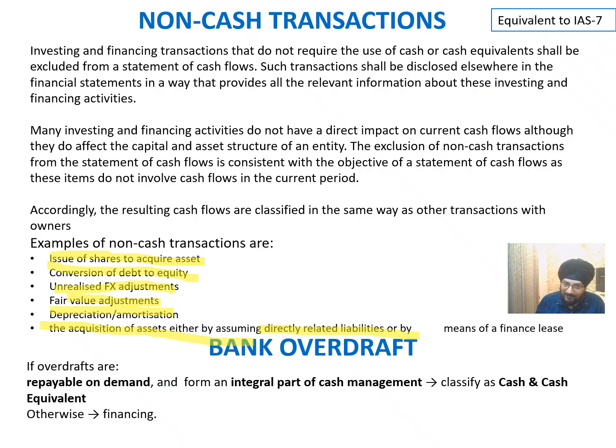So if we have a look at the bank overdraft, I think we already covered this as a part of cash and cash equivalent. So wherever the bank overdraft forms an integral part of the cash management, then it has to be classified as cash and cash equivalent. And if it is not an integral part, then it has to be classified as a financing activity. We'll move to the next slide then.